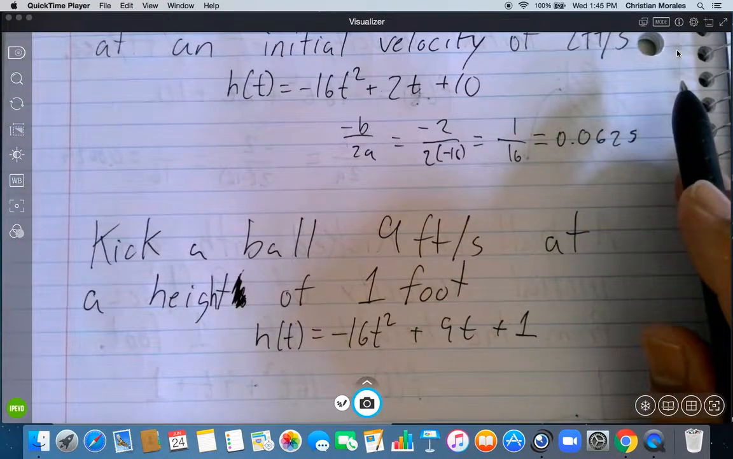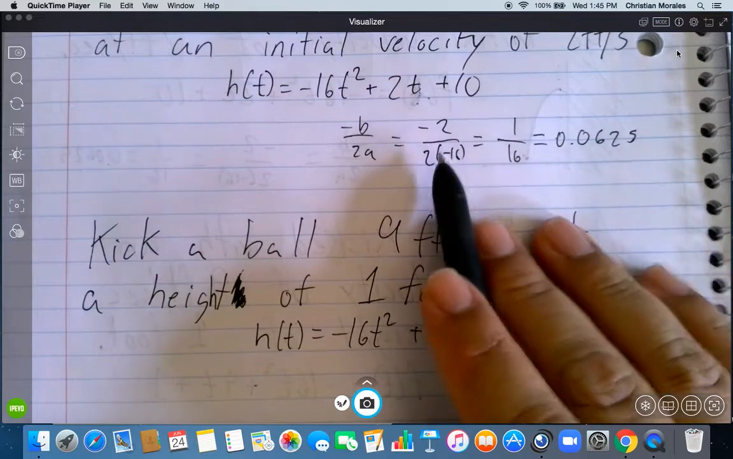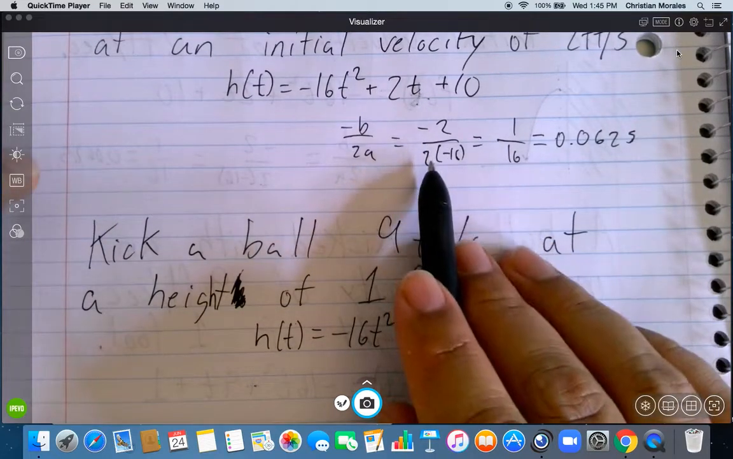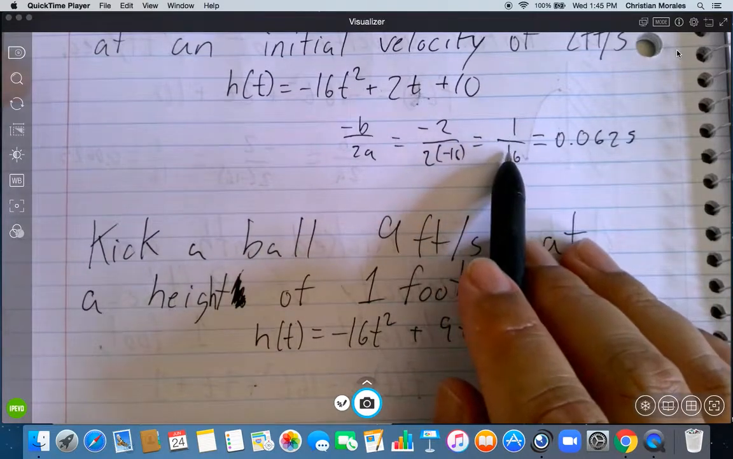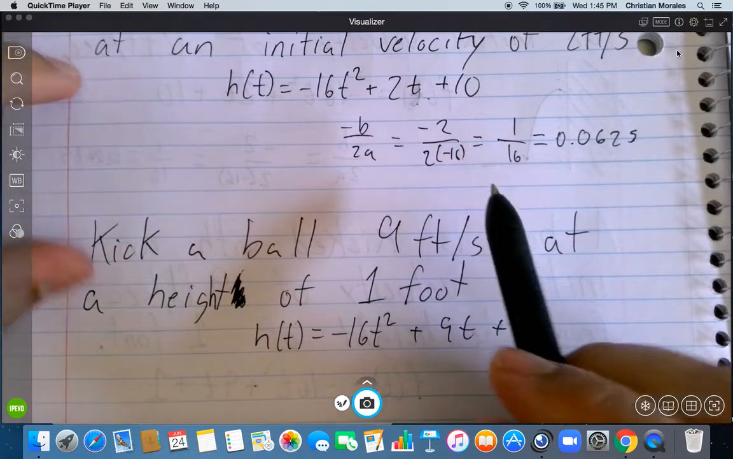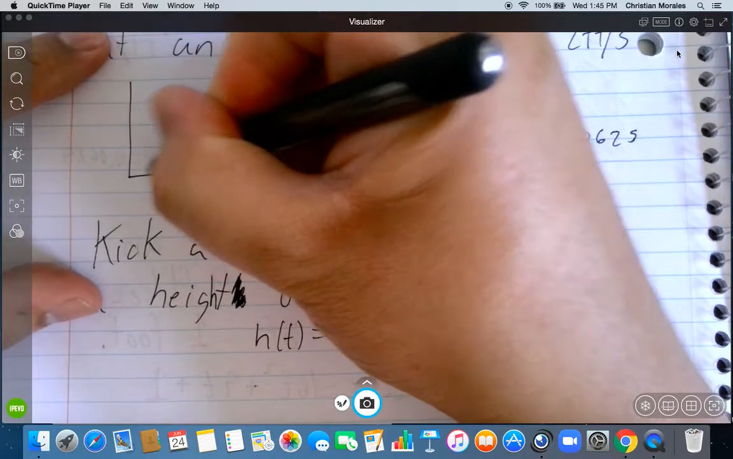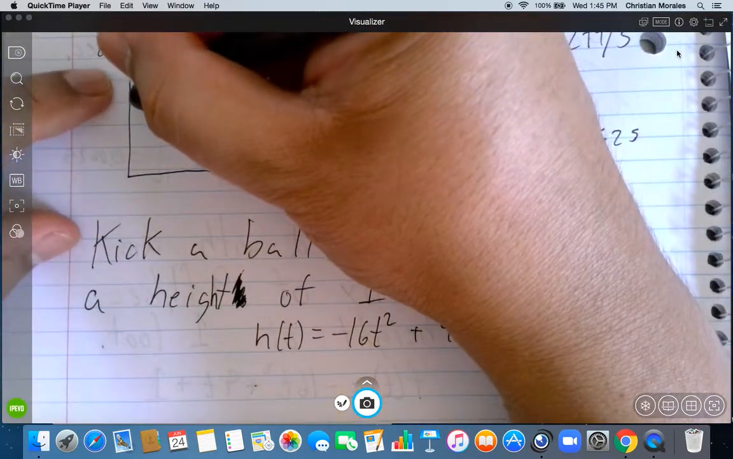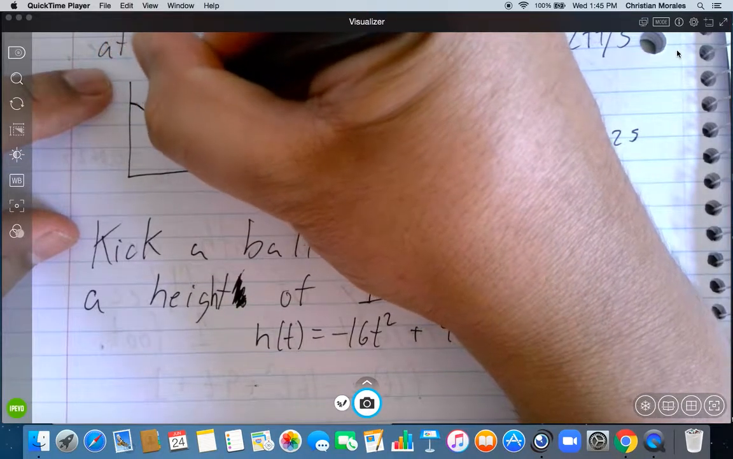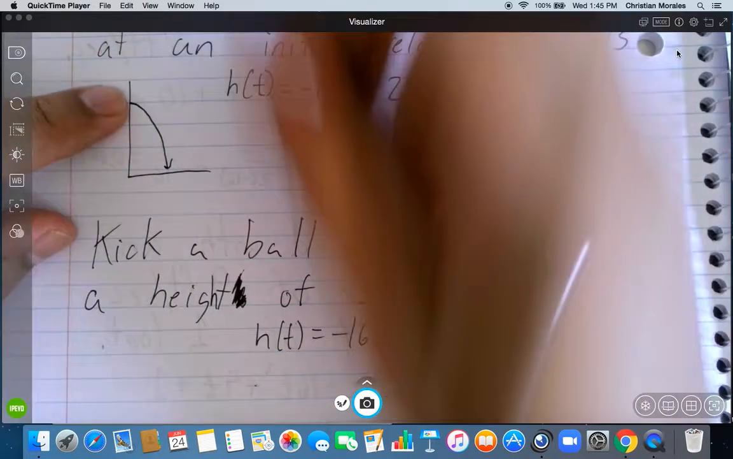Now, wait, would it be negative? Let me do that. Negative b over 2a. Yeah, that would be it. So, if you actually did a graph for this, you're going to notice it's so close to 0 because this is a ball that is just falling. It's just a ball that's falling.